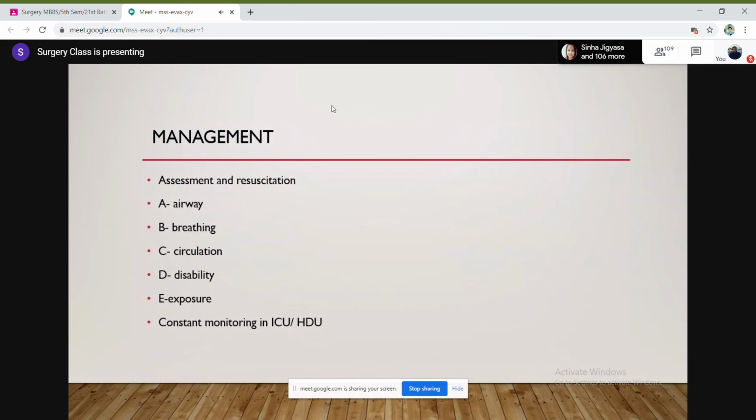So breathing has two components. One is you are giving oxygen at a very high flow rate, and the other is you put in an airway tube to keep things patent, because you don't want the tongue to fall back and block the epiglottis and cause respiratory failure.